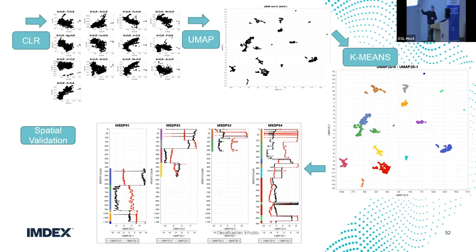I can see rock boundaries. I can see places where things are really similar. I can see places where they're different. What does that now mean to my logging? And we can take this a bit further.